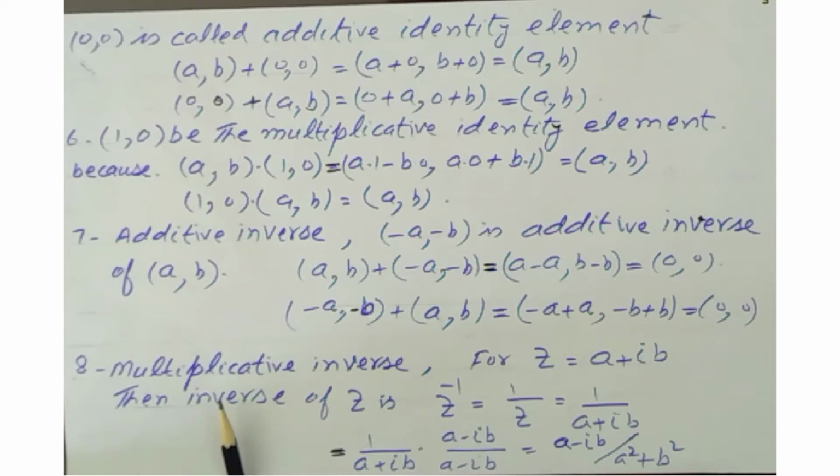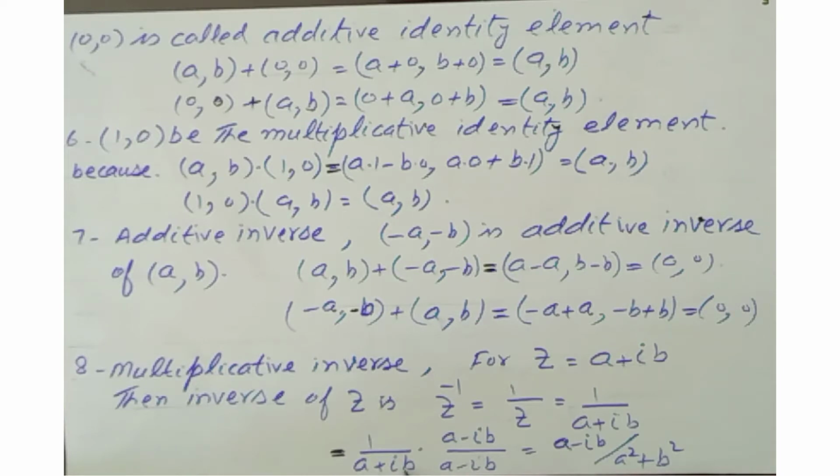Number 8, multiplicative inverse. For z equal to a plus iota b, the inverse of z is z inverse. This is the multiplicative inverse of z. This can be written as 1 over z, and we put the value of z equal to a plus iota b here. This is 1 over a plus iota b. Now we multiply and divide by a minus iota b. This becomes a minus iota b over a square plus b square.